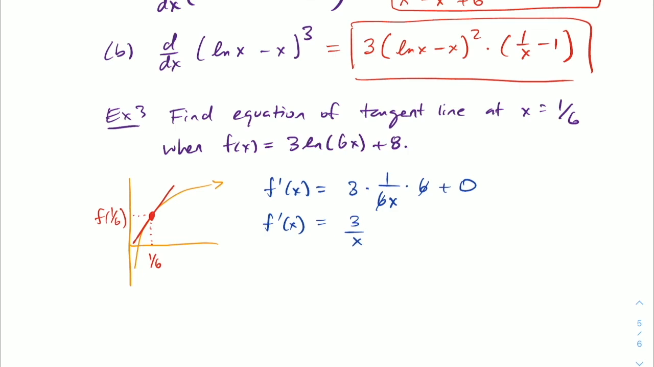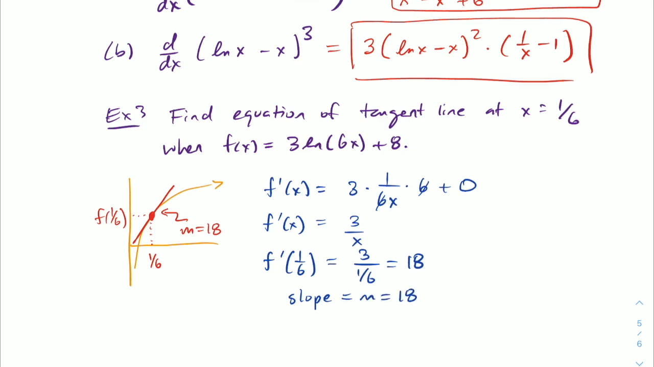That gives us the slope at all points. We want to find the slope at the point 1/6. So that's going to be 3 over 1/6, which is 18. Okay, so what we know here is that the slope of this line, the m, is 18.